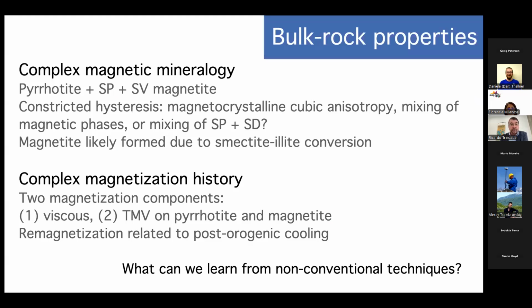So in those carbonates in particular, we have pyrrhotite plus superparamagnetic grains plus single vortex magnetite. We have constricted hysteresis, and we have magnetite-like form due to the smectite-illite conversion. We also have a complex magnetic history in terms of magnetization and remagnetization, always with two components of magnetization, one viscous, another one related to thermoviscous magnetization on pyrrhotite and magnetite. So we believe that the remagnetization of those rocks is related to post-orogenic cooling. And what can we learn from non-conventional techniques in those rocks?